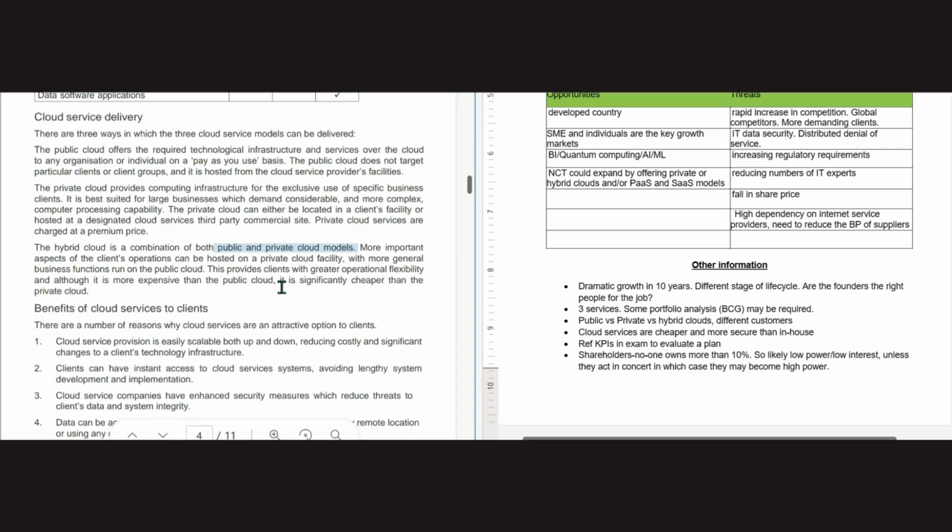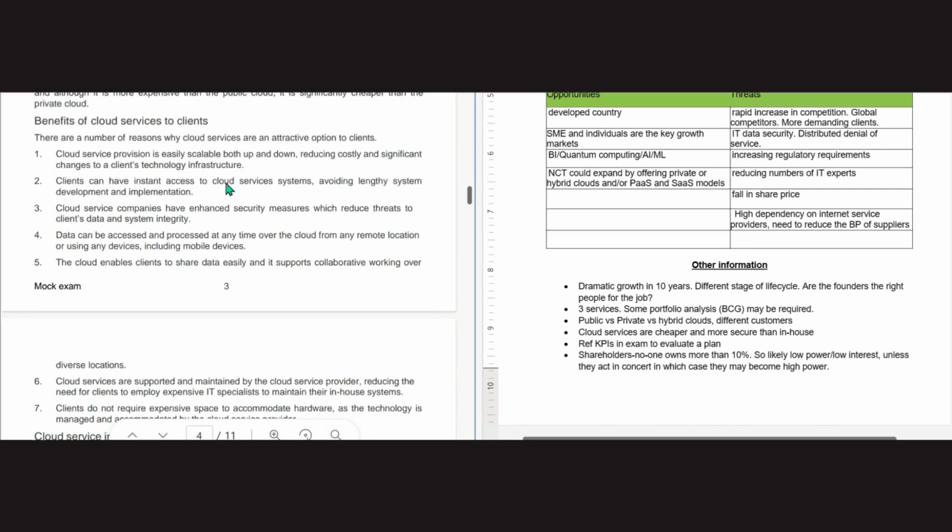Again, leave that alone for the moment. This is just a little bit of information, but I have made a note of it. I've said public versus private versus hybrid clouds, different customers. I've also said that for the IaaS and so on, there are 3 services, so some portfolio analysis, and BCG may be required. We don't know yet whether that's going to be relevant or not, but whenever you see more than one product or service, you start to think about portfolio analysis.